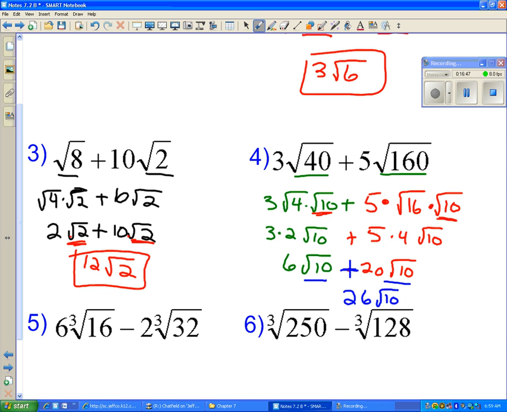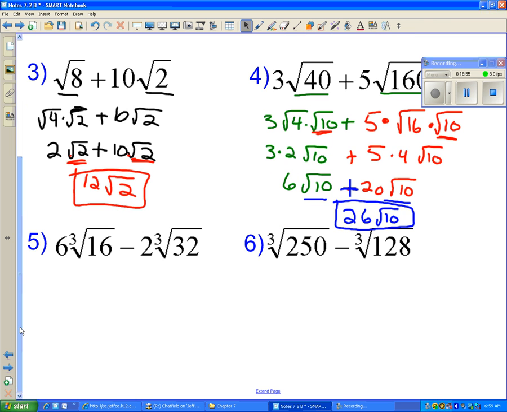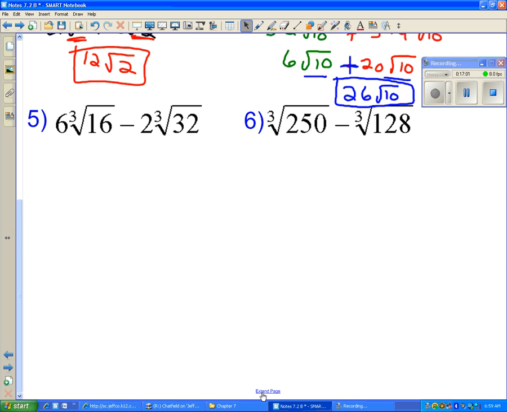That's how I find my answer. I have to make my roots, my square roots or cube roots or whatever they are, identical. Talking of which, on questions 5 and 6, I'm now using cube roots.